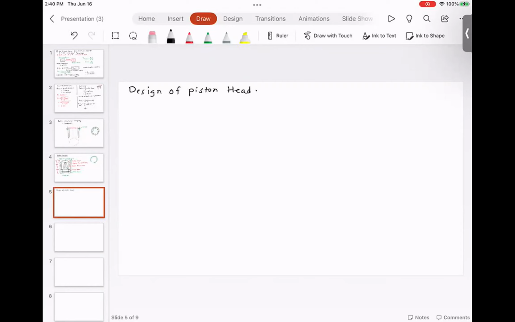And there is something called the Grashof formula. This Grashof formula is tH equals D times the square root of 3P divided by 16 sigma T. This is based on strength.